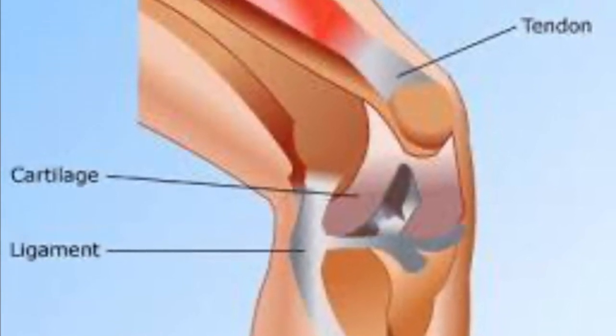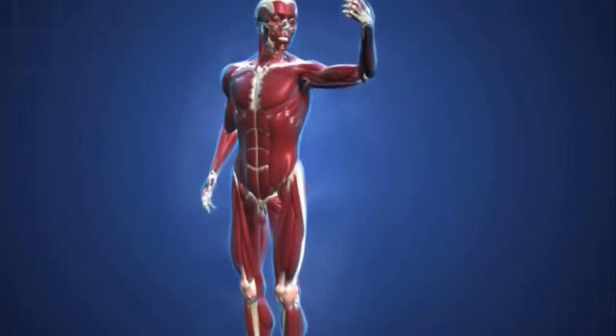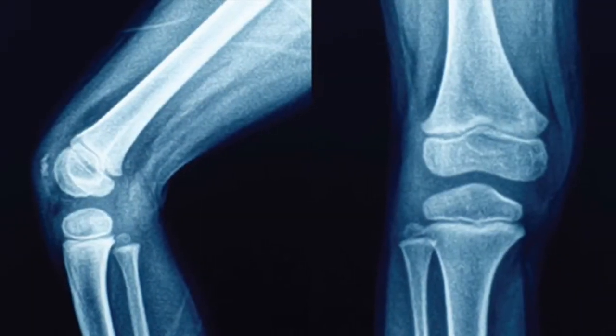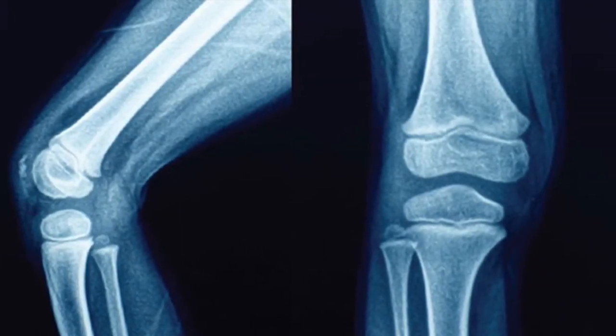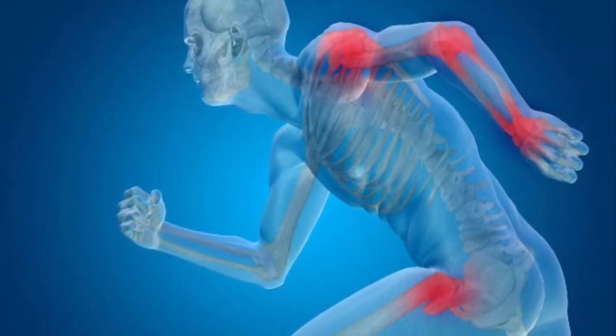Tendons connect the skeletal system to the muscular system by attaching muscle to the bone. And when muscle contracts, the tendon acts on the bone, causing movement. Then we have the joints, the point at which two or more bones connect. They can be fixed, slightly movable, or freely movable.